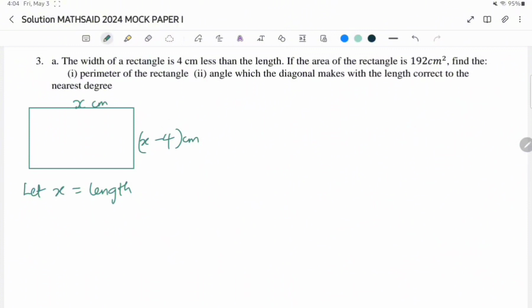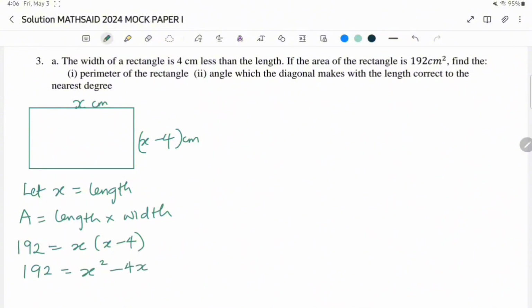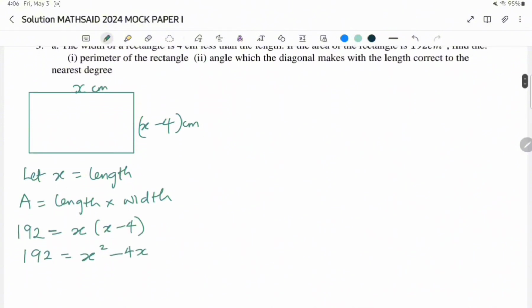If the area of the rectangle is 192 square centimeters, and remember that the area of a rectangle is given as the product of the length and the width. That means A, which is given to us as 192, equals length, which is x, multiplied by x minus 4. So if I expand what I have on the right hand side, that would be x squared minus 4x. So we can see that this is already looking like a quadratic expression.